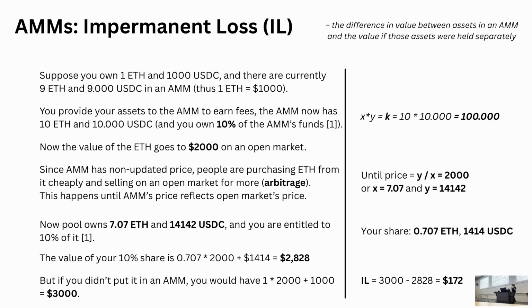However, if you never put in the capital in the AMM in the first place, you would have 1 ETH, which is worth 2,000, and $1,000, which is $1,000. So a total of $3,000. This is impermanent loss. Impermanent loss is the difference between what you could have earned if you just held versus if you supplied to the AMM. Any questions? Perfect. And in this case, impermanent loss is equal to 172.